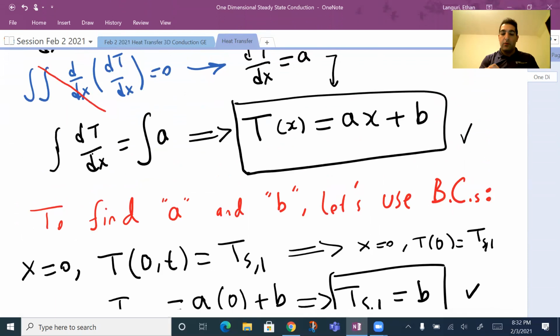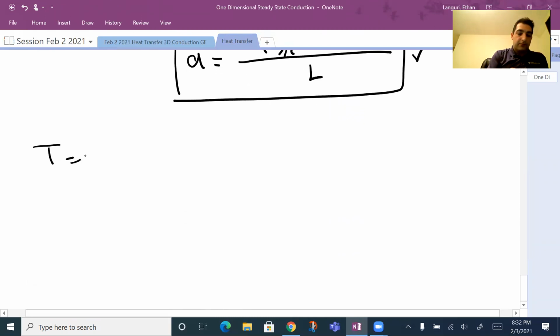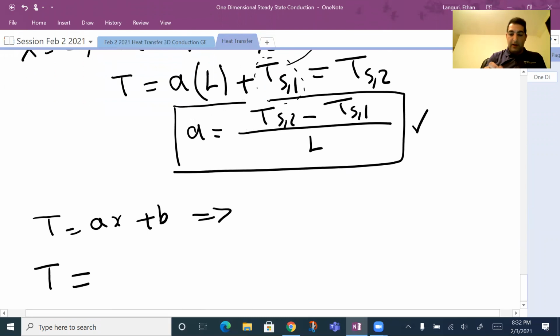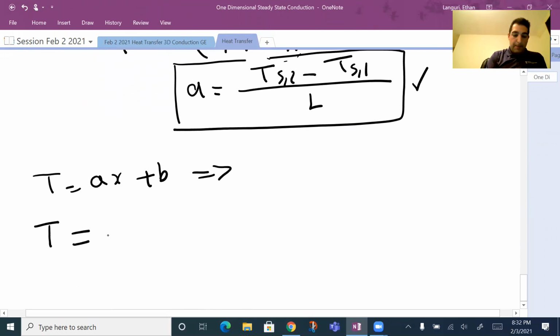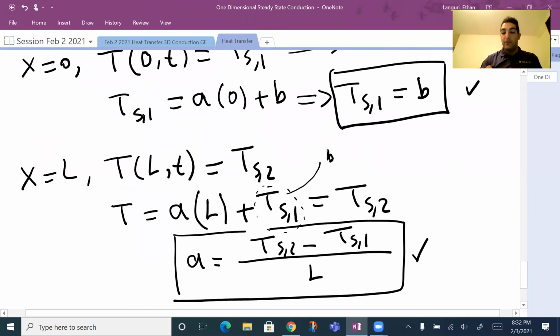temperature equation, this equation. T is equal to AX plus B. I found A, I found B. So T was AX plus B. So temperature would be A times X. A, we found it to be this, which is TS2 minus TS1 divided by L. That's my A times X plus B, and B was equal to TS1.